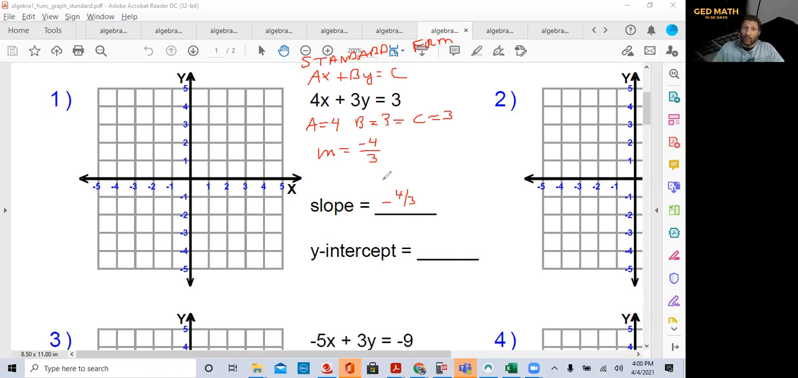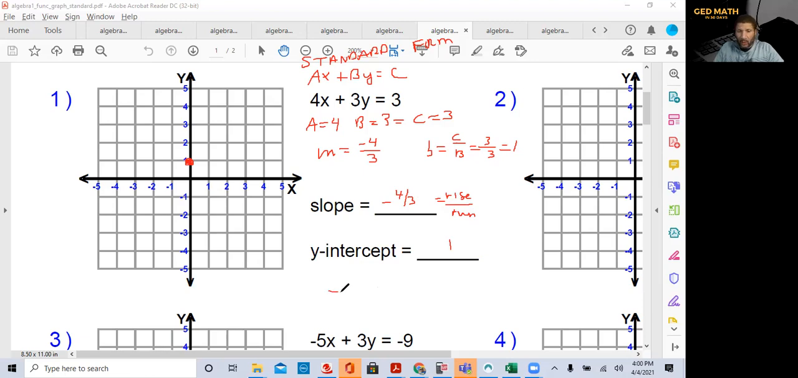That easy. Y-intercept is C over B, which is 3 over 3. Three over 3 is 1. So my y-intercept is 1. So now, just like the former video, you're going to graph your y-intercept first. My y-intercept is 1. So that's my first point. And then I'm going to use my slope, minus 4 over 3. Remember, rise over run.